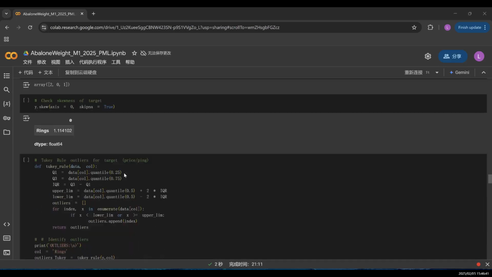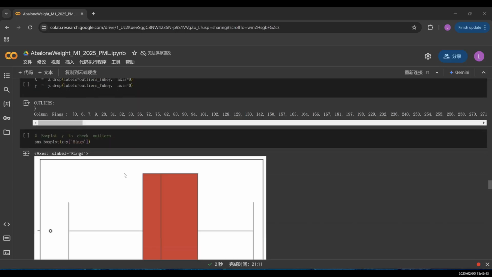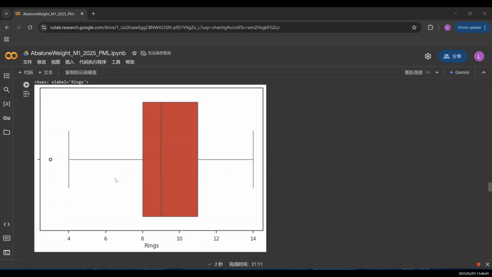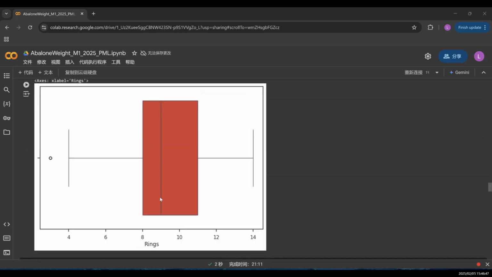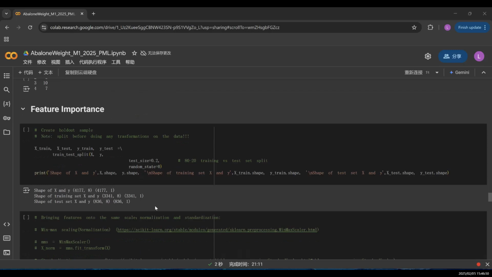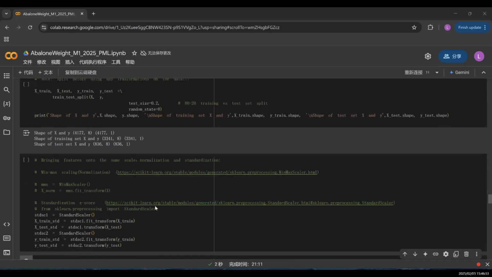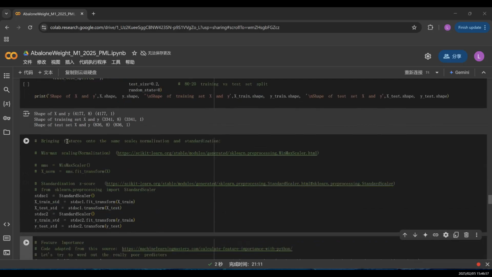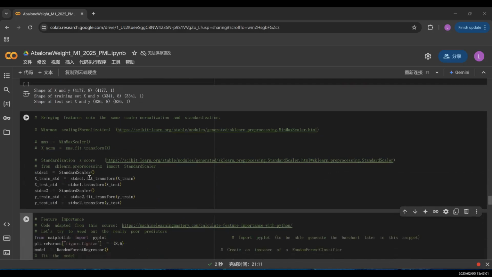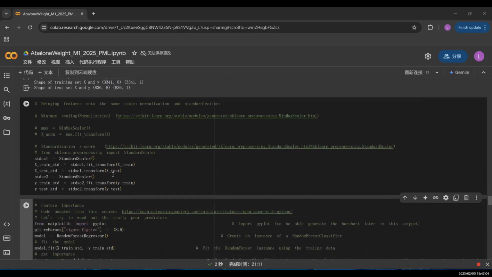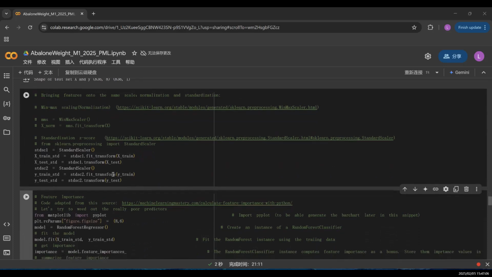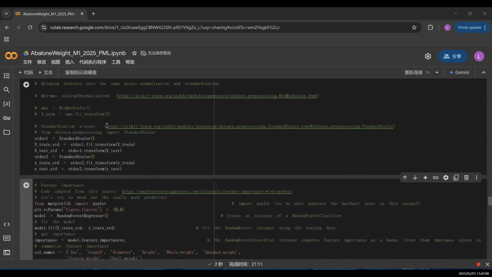After that, this is the outliers of the rings, which is the dependent variable. After that, we can scale the data to bring features onto the same scale. We used standardization and normalization to bring features onto the same scale.